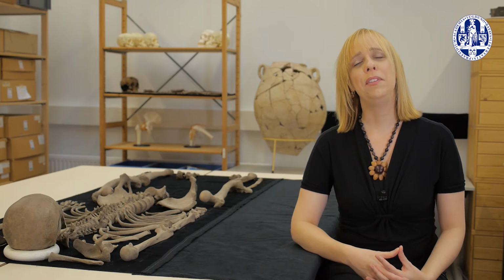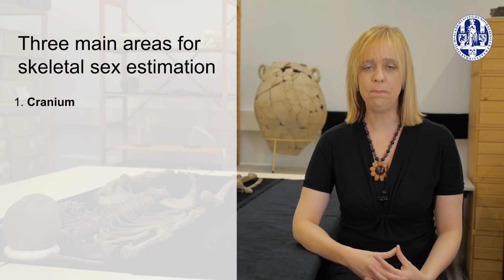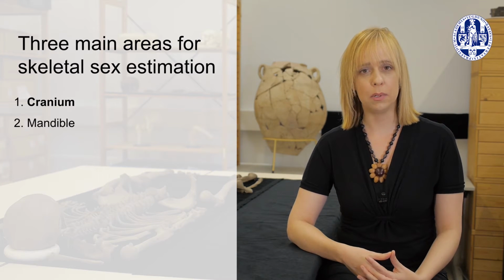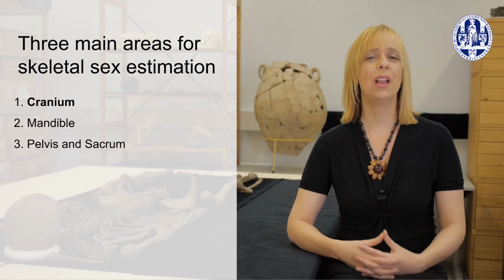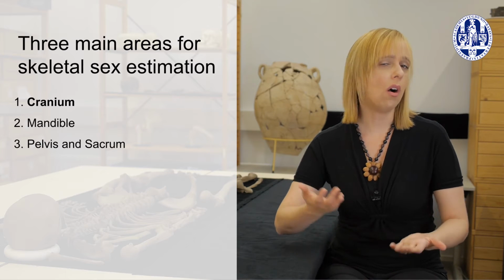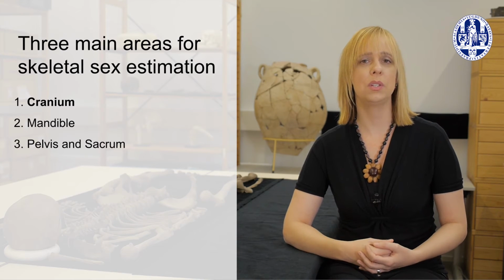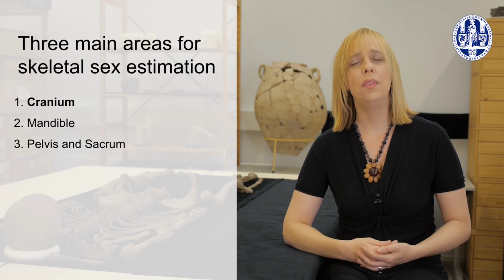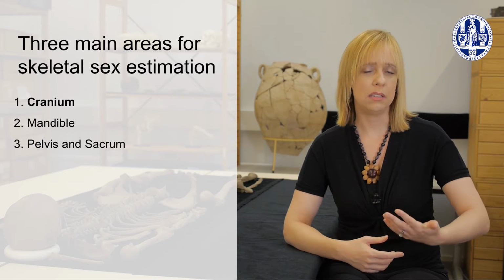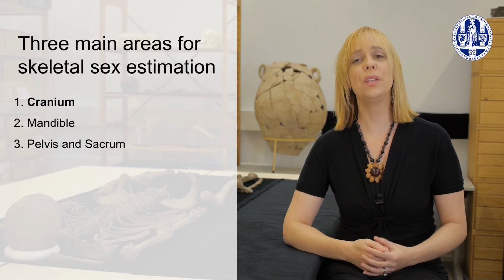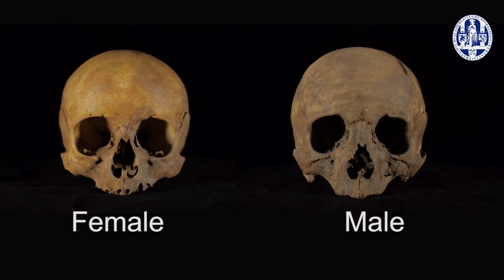In the rest of this video, we will show you some of the features we use to estimate the sex of a skeleton based upon three areas: the cranium, the jawbone called the mandible, and the pelvis. We will not have time to show you all of the features that can be used. Rather, we will focus on those that are most commonly used and easily identified. So let's begin with the cranium.